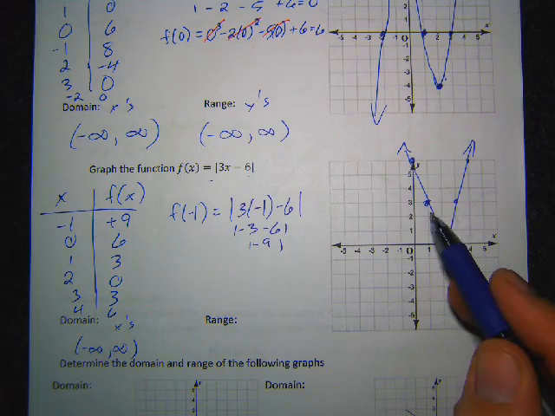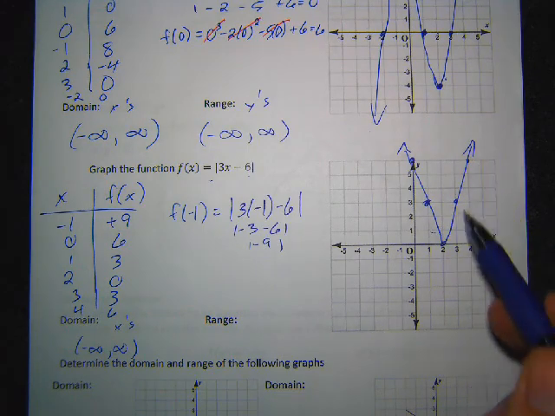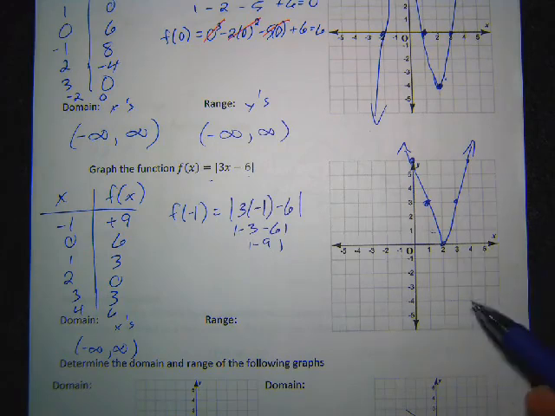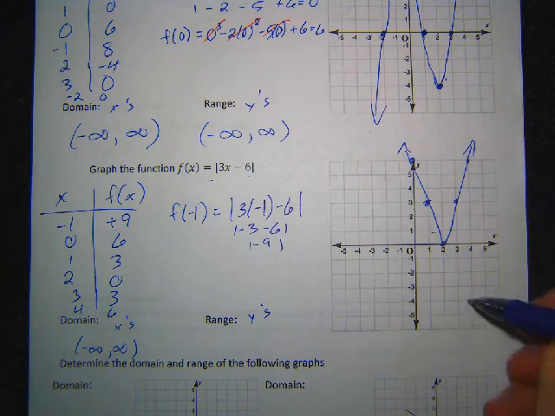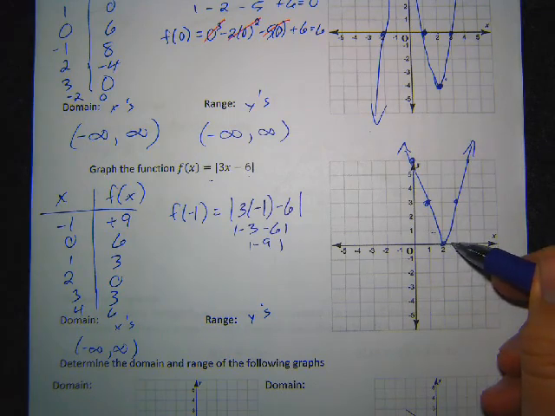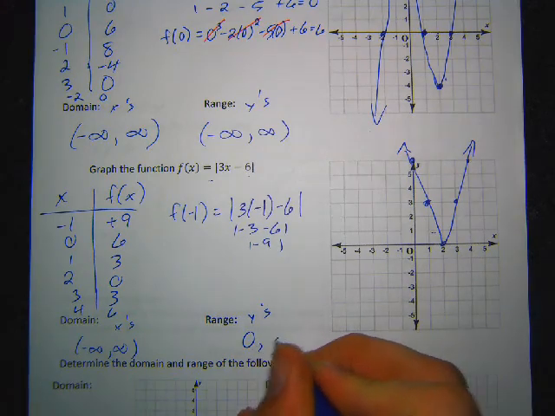But this function only ever gives me numbers 0 or bigger, right? It can't give me negative answers out. So the range, remember range is the y values, it's the up and down. The range for this starts at 0 and only goes up. It doesn't go down to negative infinity. So we're going to start from 0 and go to infinity.